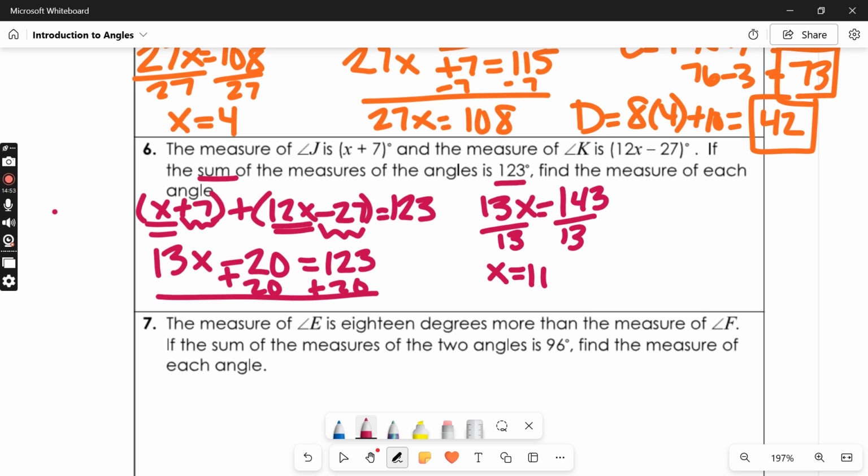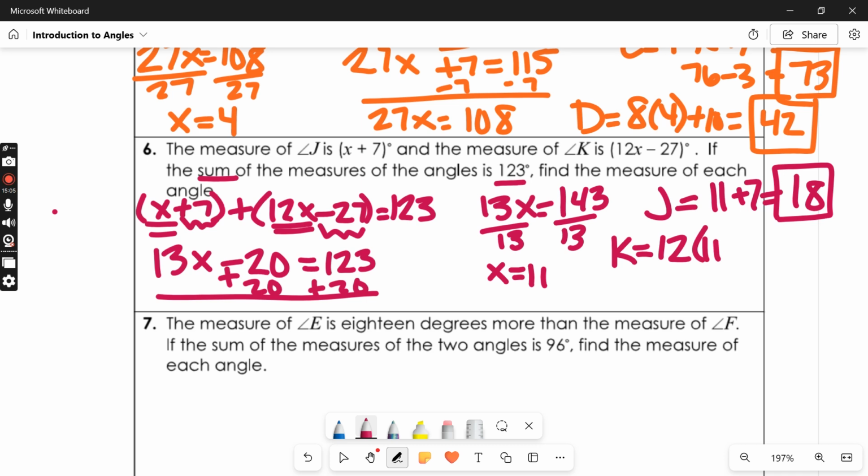I'm going to plug this 11 into both of my expressions. So J is going to be 11 plus 7, which is 18. And K is going to be 12 times 11 minus 27. Okay, 12 times 11 is 132, and then minus 27 gives us 105.